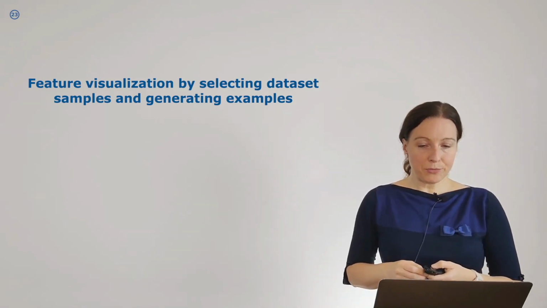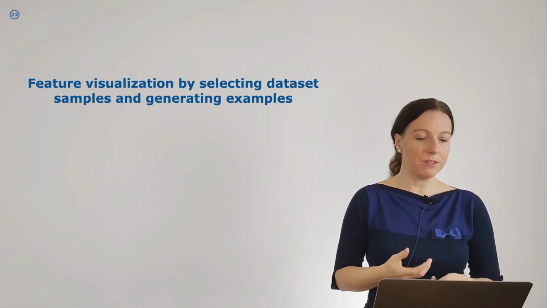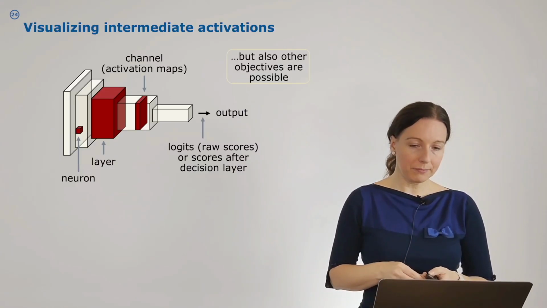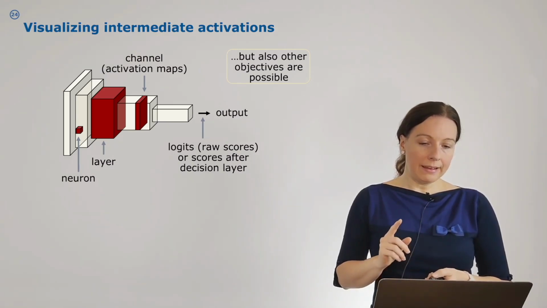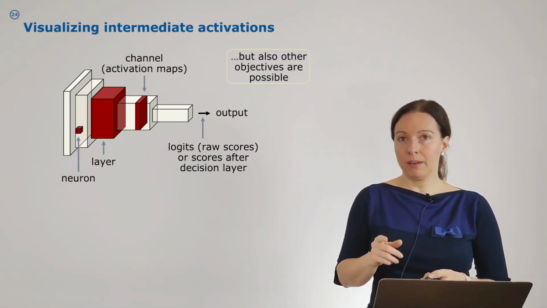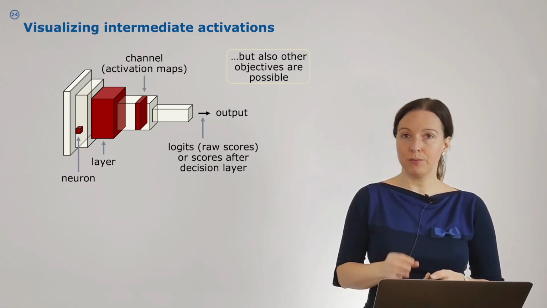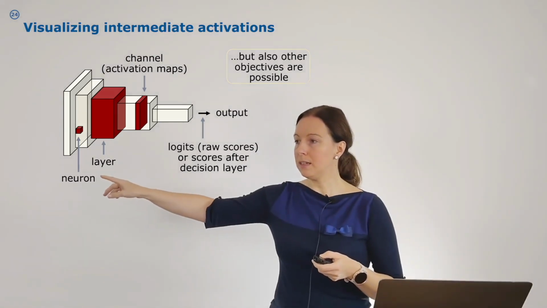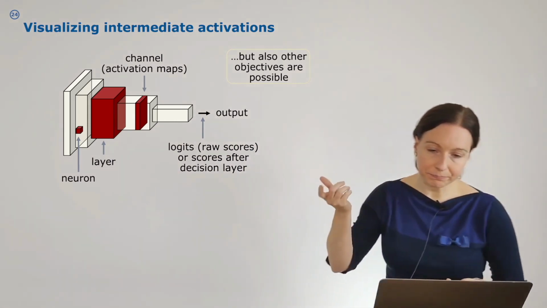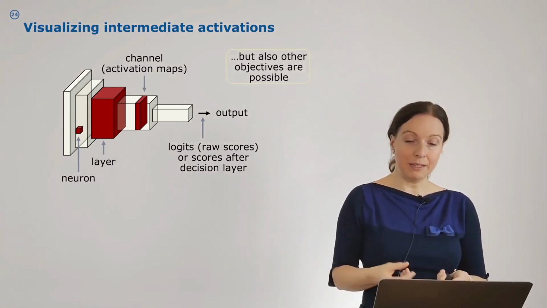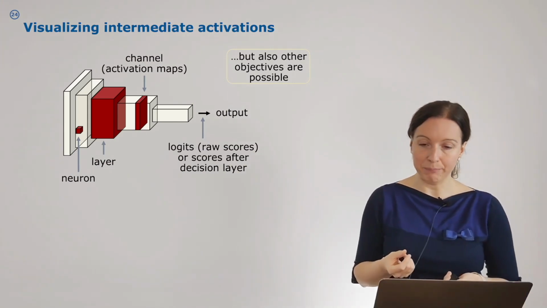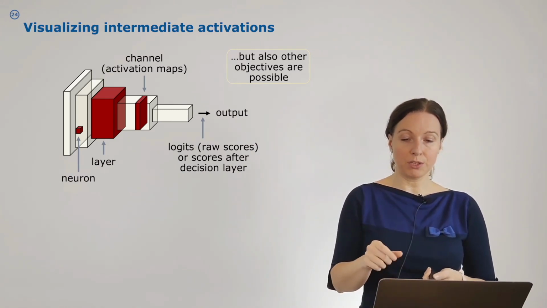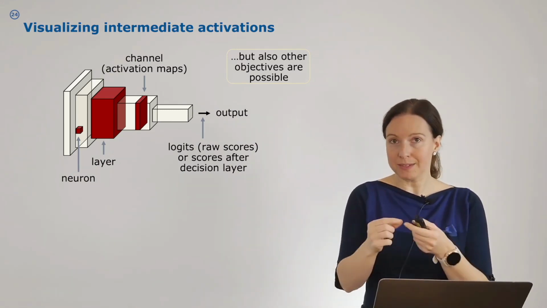So let's come to the next part of the lecture, which is feature visualization by selecting dataset samples and generating examples. First of all, let's dive a bit deeper into which patterns can actually be used for visualization. The smallest unit is a neuron, which can be seen here. This is one activation. With neuron, I mean one position in an activation map. In a convolutional neural network, this would be the output of a convolution of an image patch and a filter, both of the same size.